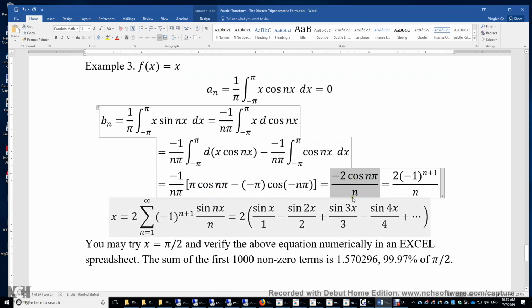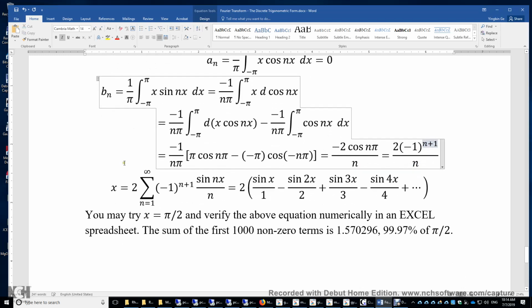We have this expression here: negative 2 times cosine n pi over n. And cosine n pi can be 1 or negative 1. When n is an odd number, you get negative 1. When n is an even number, you get 1. Therefore, the expression can be expressed as 2 times negative 1 to the n plus 1 divided by n. Again, if you plug in an odd number here, you have 2 over n. If you plug in an even number here, you get negative 2 over n.